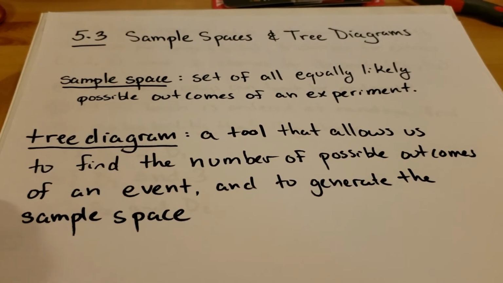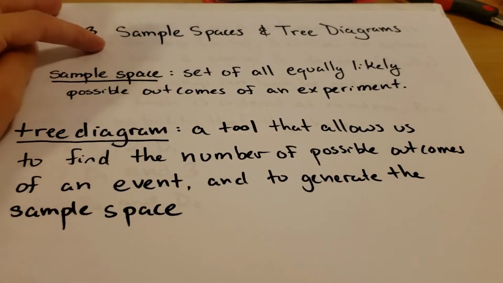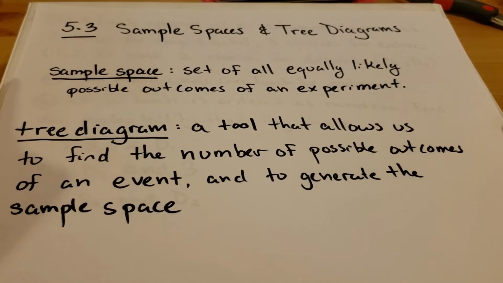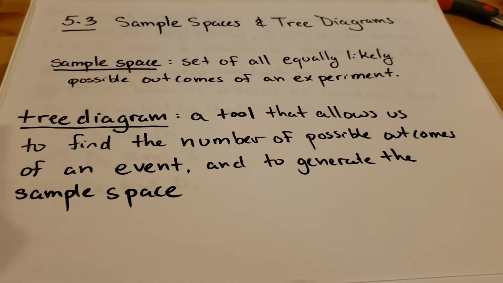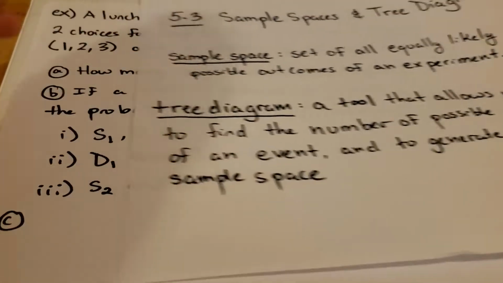So this is part 2 to the video on sample spaces and tree diagrams. Last video was on sample spaces. Now we're going to be talking about tree diagrams. A tree diagram is a tool that allows us to find the number of possible outcomes of an event or an experiment and to generate the sample space for that particular experiment.